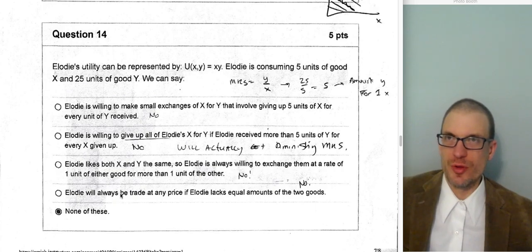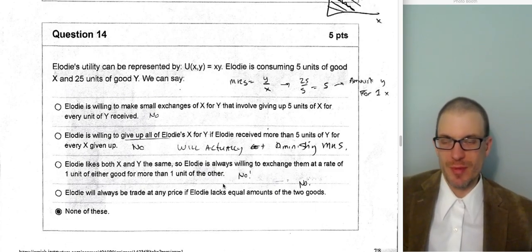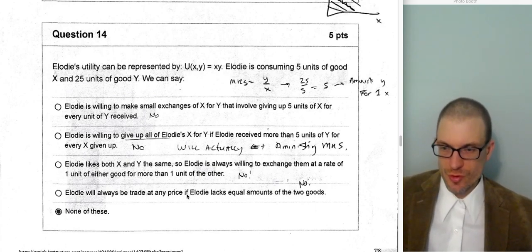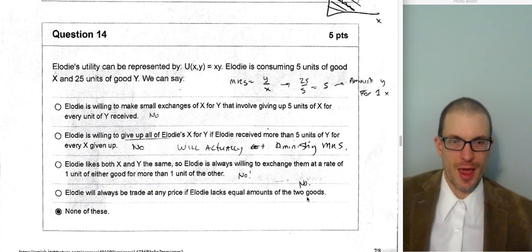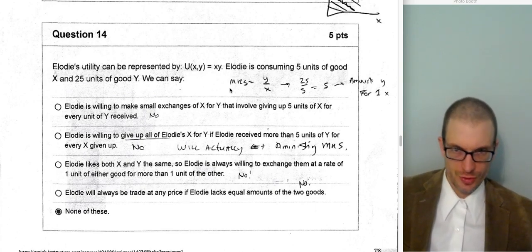If we're thinking about what the MRS is, that's a different question from once we start introducing prices. Elodie is going to be interested in trading so as to optimize, so as to keep the MRS equal to the price ratio. And so the rate of trade-off that Elodie is going to be willing to make is going to depend on the relative balance, right? Averages preferred to extremes. And the marginal rate of substitution changes along the curve to reflect that.